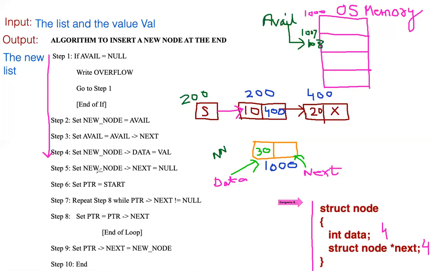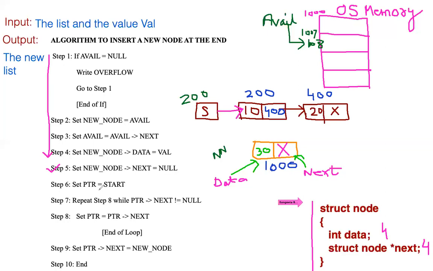So that's why, in the fifth step, because this node is going to become the new last node of the list, we can safely make the next pointer part of this node null because there will be no node after this new node. But then we have to start from the starting node, using the start pointer. The start pointer always points to the first node. So starting from the start node, we have to reach the last node of the existing list. For that, we take a temporary pointer called PTR.